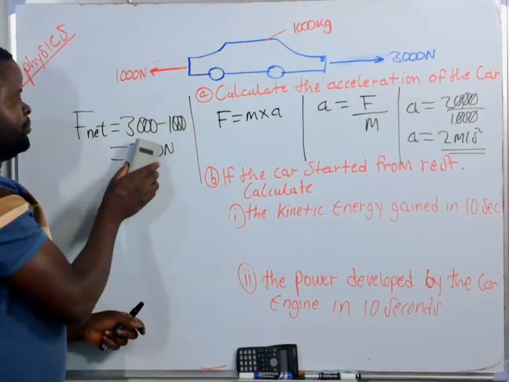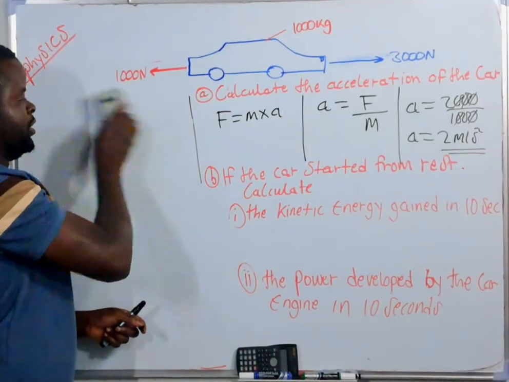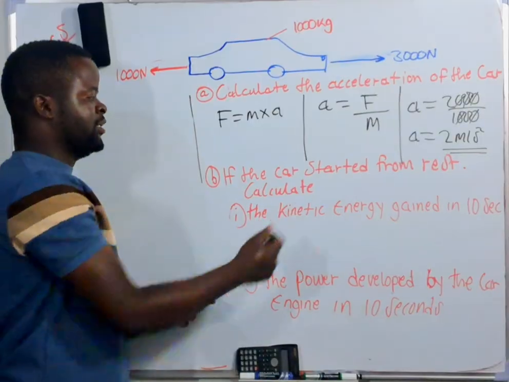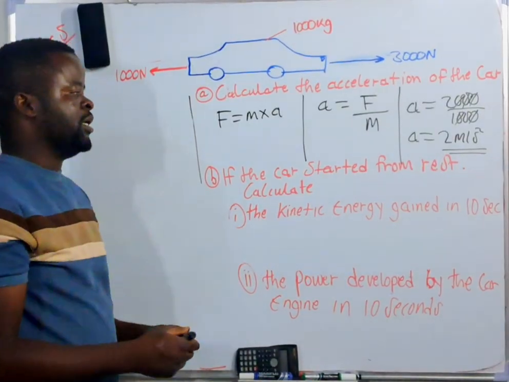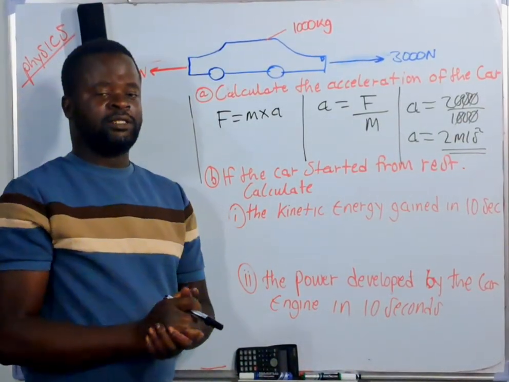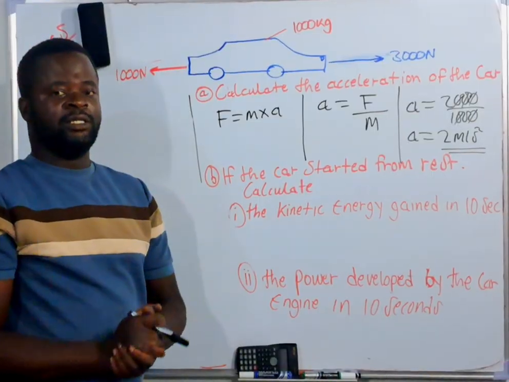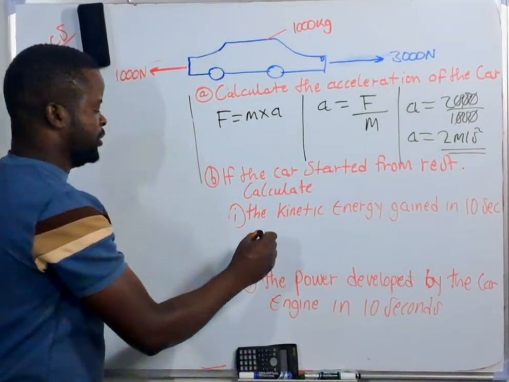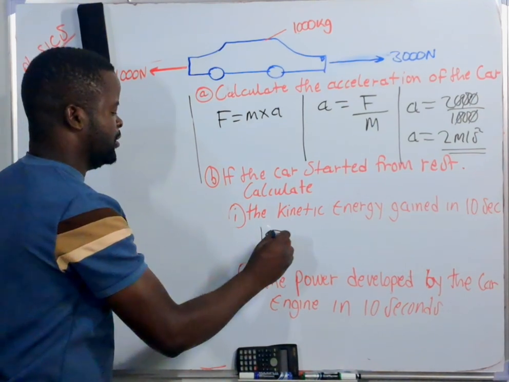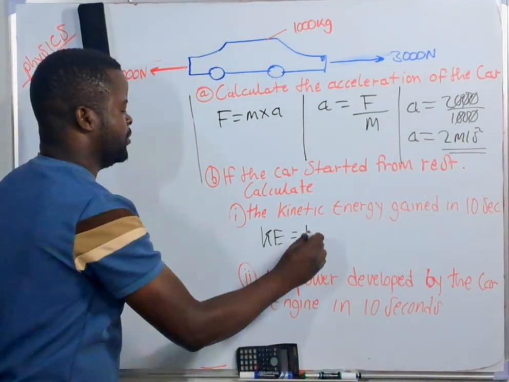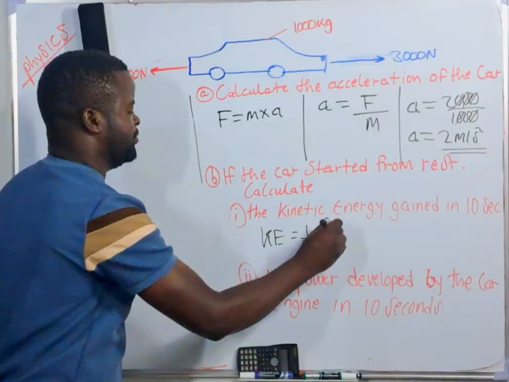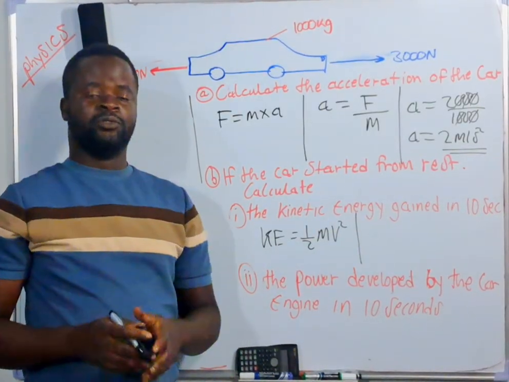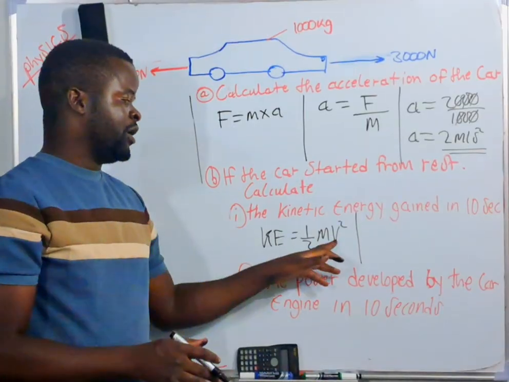Let's go to question B so that we can find the kinetic energy gained in 10 seconds. Remember that when we are looking for kinetic energy, the formula is KE is equal to 1 over 2 multiplied by mass times velocity to the power 2.